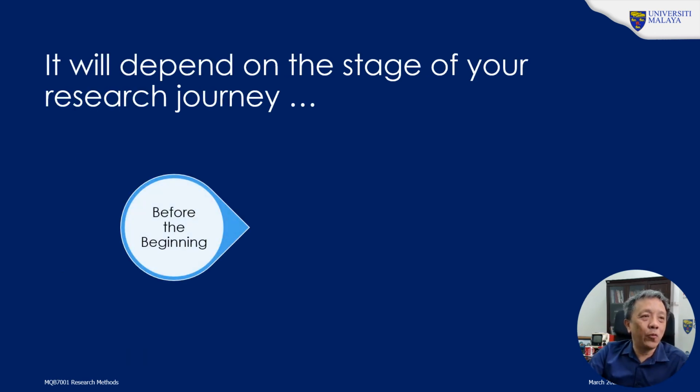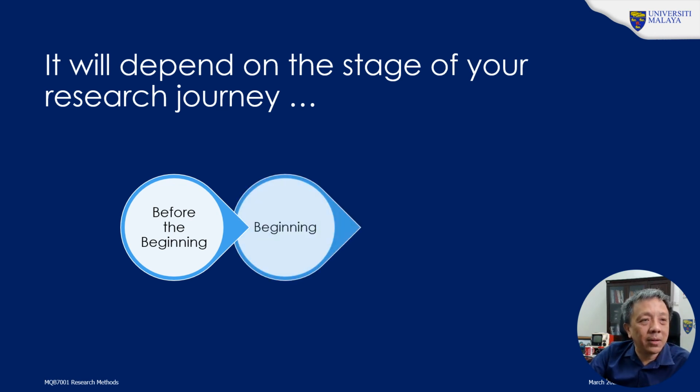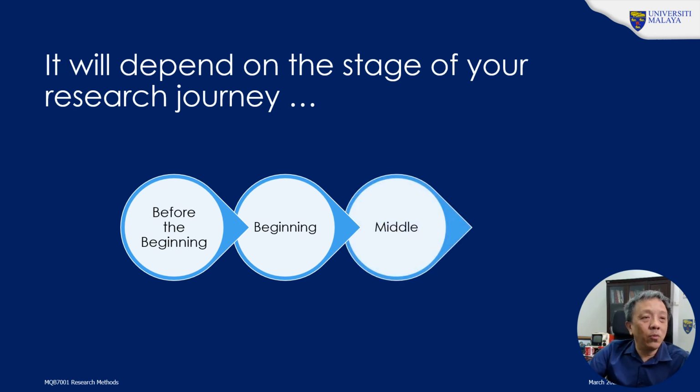It also depends on where you are in your research journey. Before the beginning, a literature review is used for you to identify the gap for your study and to see how your research will be able to fill the gap. At the beginning, this is when you start collecting data and conduct your analysis. Literature review is important to show that you are continuing in the right direction. In the middle, this is when you are in the middle of your data collection and writing your report. Literature review is useful to put context to the data and results of your study.